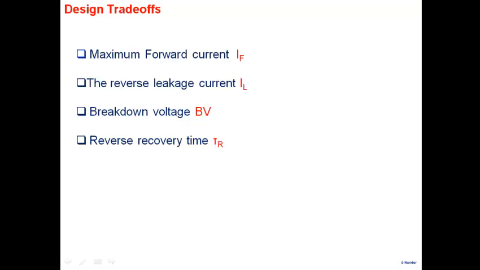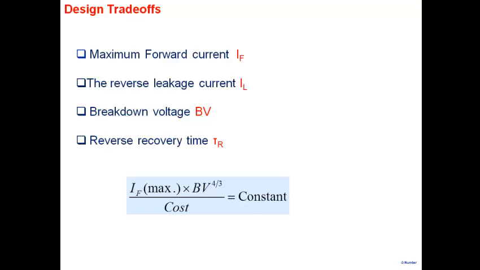But then if you get a very large IF, very large breakdown voltage, you'll find a simplified expression like this: if you increase IF and you increase breakdown voltage, then you have to increase the cost. The diode becomes very, very costly. Okay, so we have all these relationships that you can extract. Once you have the expressions, you can extract the interrelationship between the parameters.